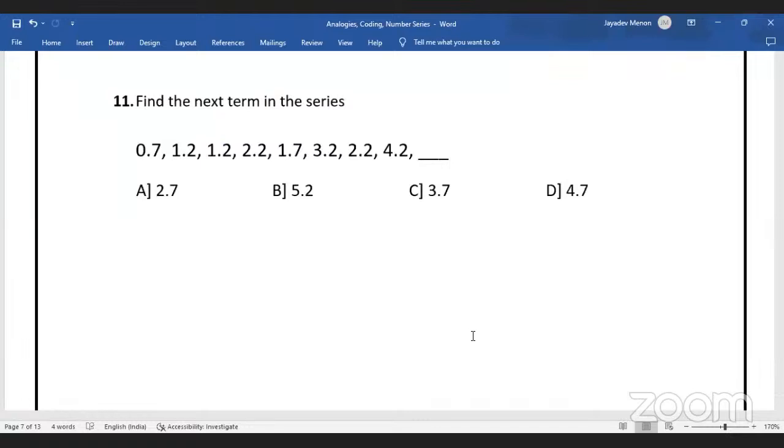Very good, Hamad. Answer is 2.7. Option A.